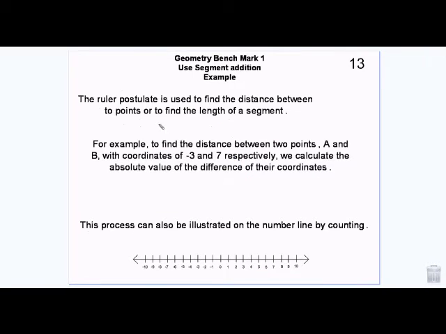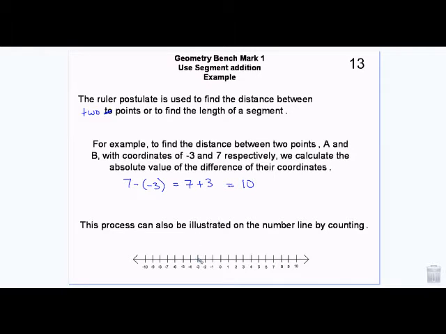Okay, so we use the ruler postulate to find the distance between two points, or to find the length of a segment. So if I have point A and point B that have coordinates of -3 and 7, I can calculate the distance, and what I can do is I say 7 minus -3. If I always subtract the lesser from the greater, that's the same as 7 plus 3. Do you guys remember that? Minus a negative equals plus. So the distance is going to be 10.